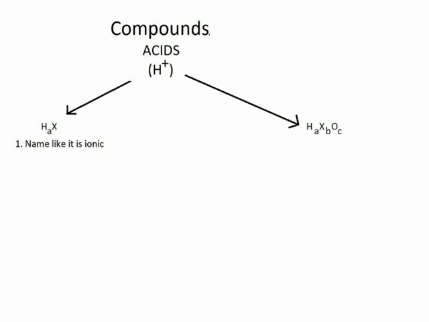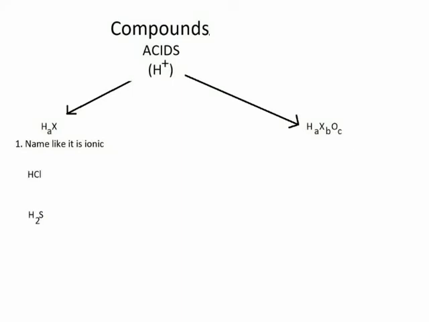Since acids do not fit neatly into either of our two categories, molecular or ionic, how do we go about naming acids? Well, depending on which form the acid is, we have a set of rules for naming acids. The simple binary acids, if nothing else is available, you can simply name them as if they were ionic compounds.